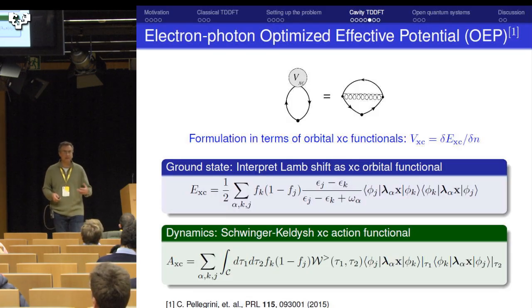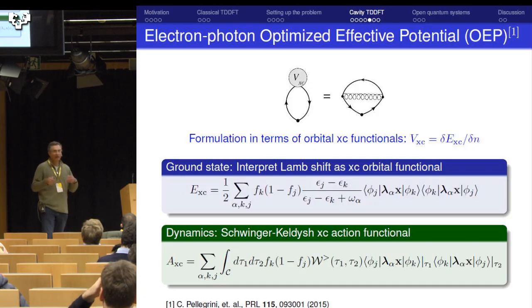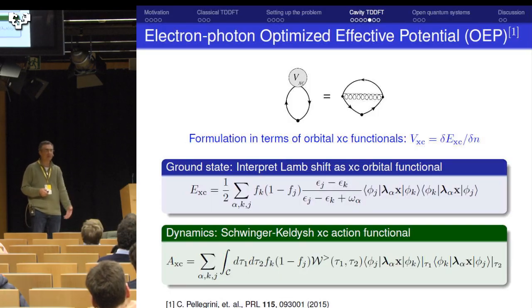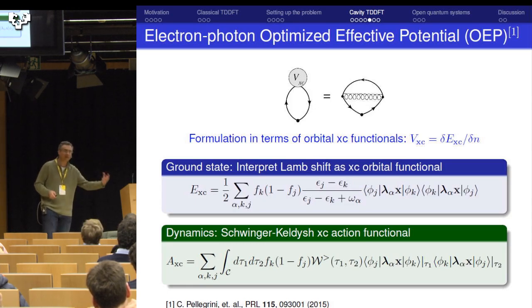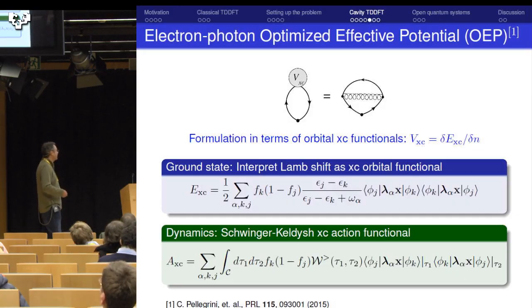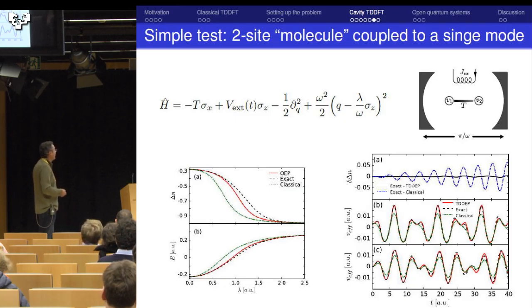This approximation gives us an orbital functional, and there is a very simple physical meaning of this orbital functional. For the ground state especially, we write the expression for the Lamb shift in terms of the one-particle orbitals, then interpret this as an orbital functional, and then calculate the functional derivative with respect to the orbitals, which gives the OEP potential. So that's the direct extension of the OEP procedure, which can be done for the ground state and can be done on the Keldysh contour for the time-dependent dynamics. This is the first application, and the proof of principle we did back in 2015, applying this OEP concept to the simple, essentially quantum Rabi model.